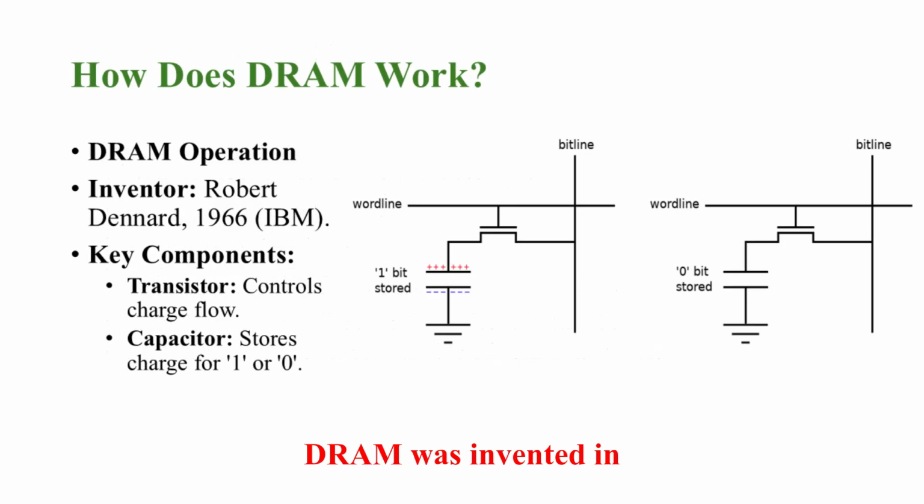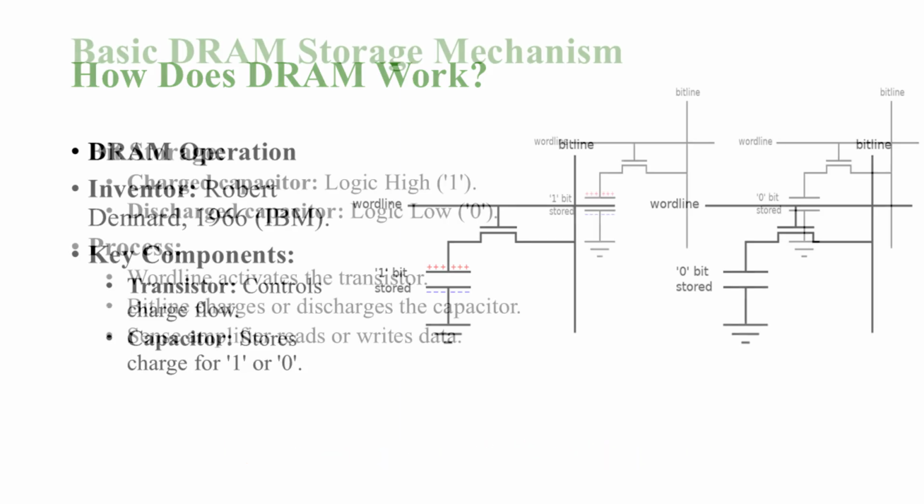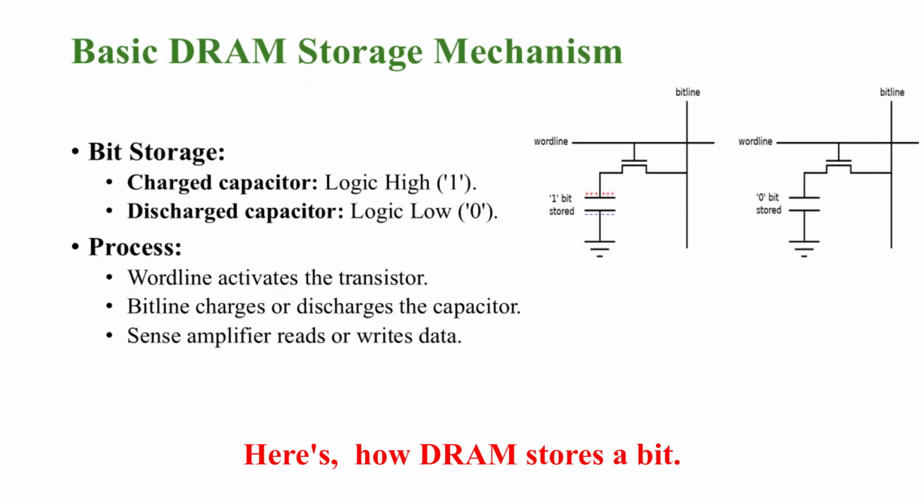DRAM was invented in 1966 by Robert Dennard at IBM. The fundamental storage cell of DRAM is built from two elements, a transistor and a capacitor. Together, they work to store and retrieve each bit of data. The transistor acts like a gate, while the capacitor stores the charge representing the bit, either a 1 or a 0.